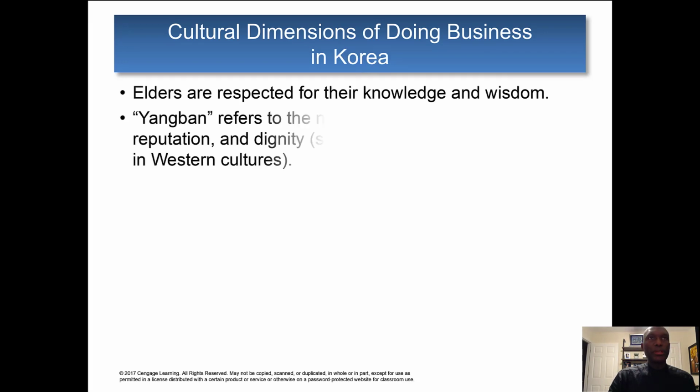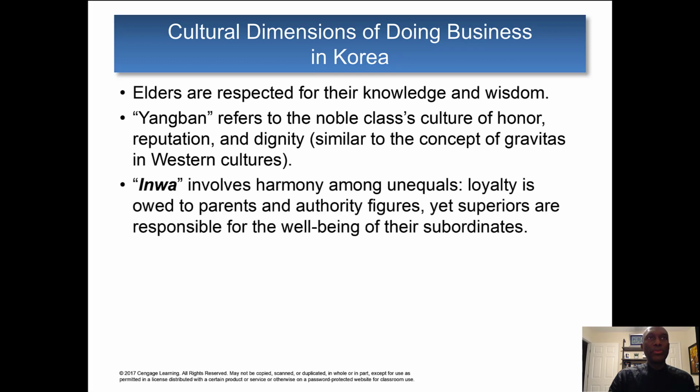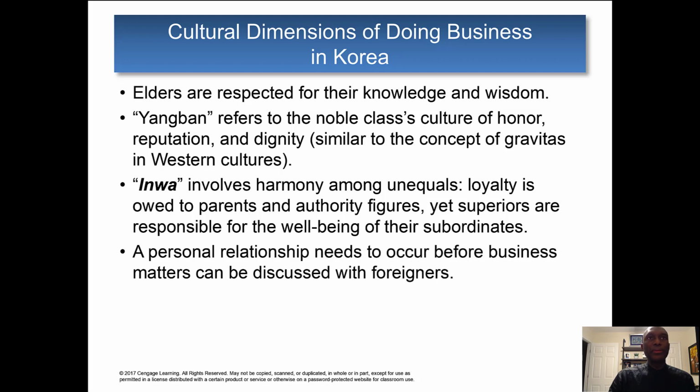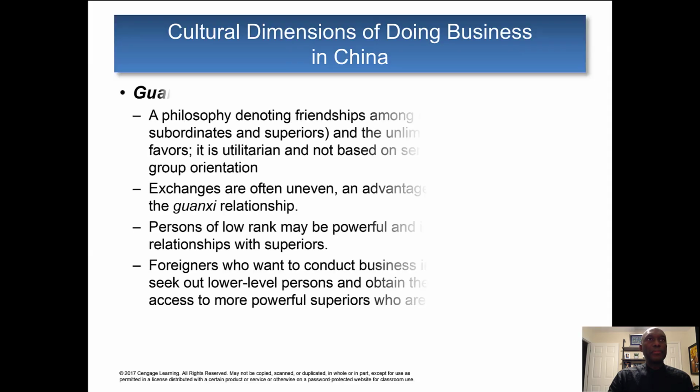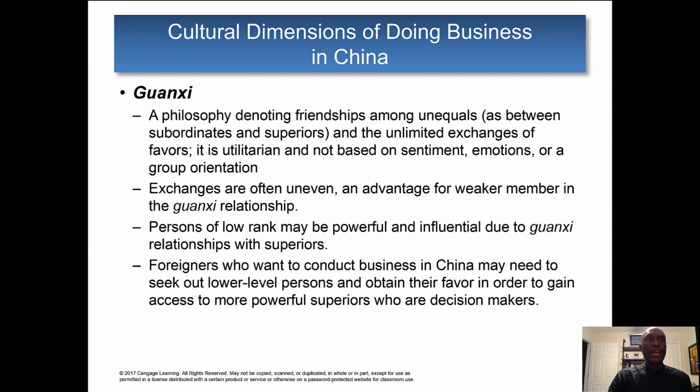And I want to get to one in particular, but this is in Korea. Elders are respected for their wisdom and knowledge, nobility, honor, parental respect and authority figures. It's all there. There's China. Foreigners who want to conduct business in China may need to seek out lower-level persons and obtain their favor in order to gain access to more powerful superiors who are decision makers. That is also true here to a degree.